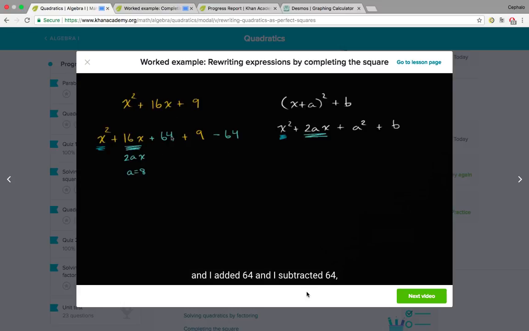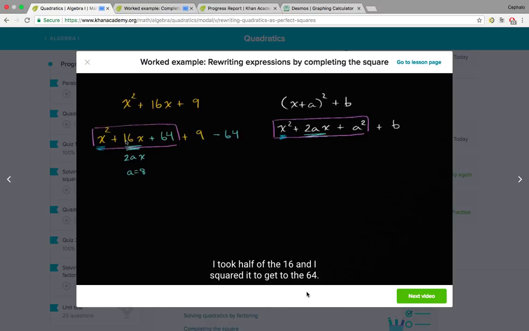I took our original expression, and I added 64, and I subtracted 64. So I have not changed the value of that expression. But what was valuable about me doing that is now this first part of the expression, this part right over here, fits the pattern of a perfect square quadratic. We have x squared plus 2ax, where a is 8, plus a squared, 64.